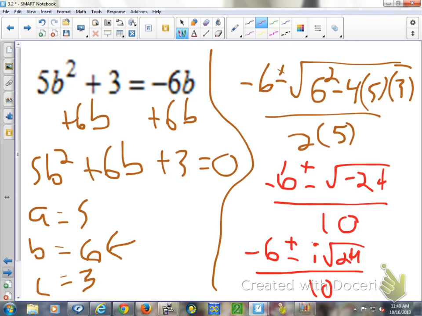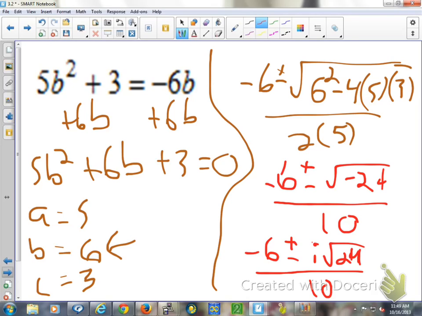Once you pull out that I, it's going to become just like what we did yesterday. And you're not going to touch that I the rest of the time. It's just going to hang out there. That's just telling us that this answer is going to be an imaginary number, but we're going to keep going.